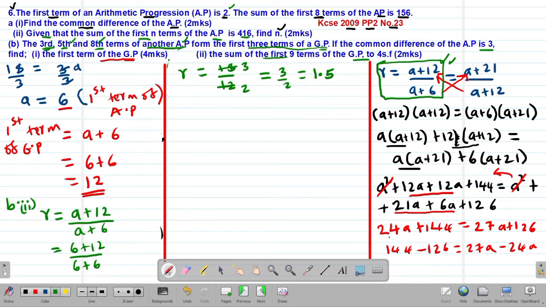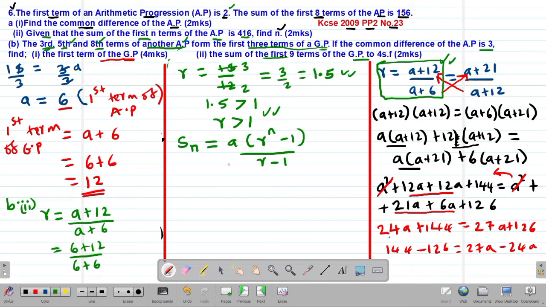Now that we have the value of the common ratio, we can determine the formula that we can use to find Sn. Clearly, we can see that 1.5 is far greater than 1. Therefore, our common ratio is greater than 1, and the formula for Sn to use when the common ratio is greater than 1, of course, we said the formula was A into R to the power of n minus 1, close the bracket, divided by R minus 1. So the value of R is the one that will tell you the formula to use.